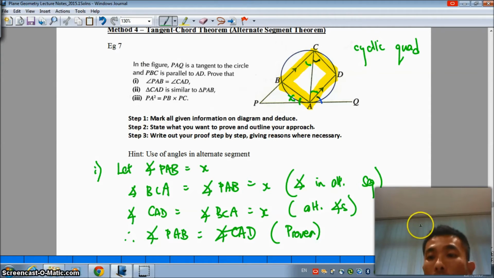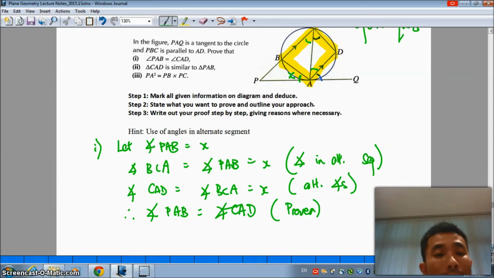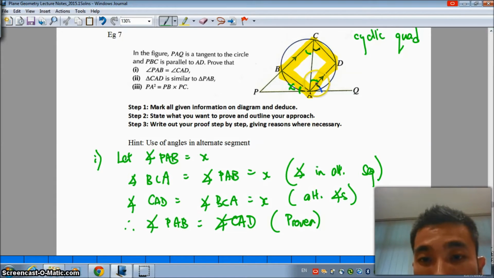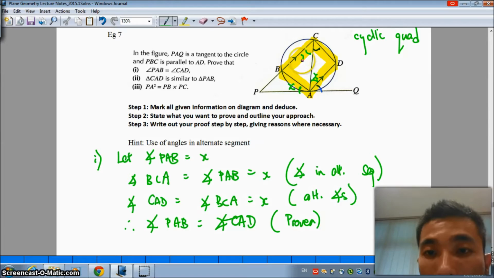There you have it. Now, let's move on to the second one. You need to prove that two triangles are actually similar. Take note of these two triangles. You notice that there are two angles that are the same. This is already equal to X, as proven in part 1.